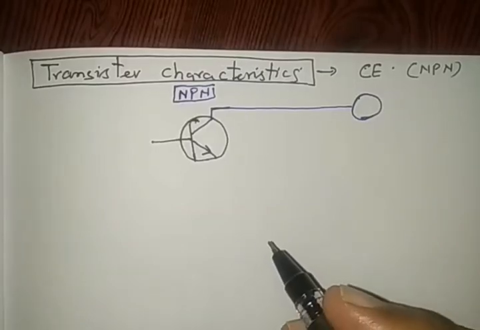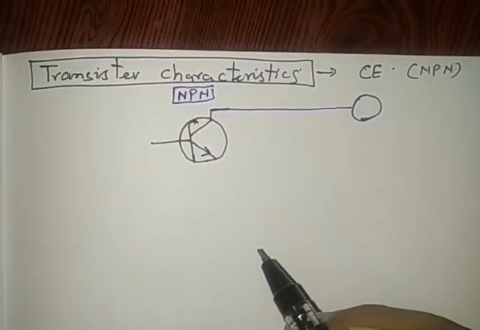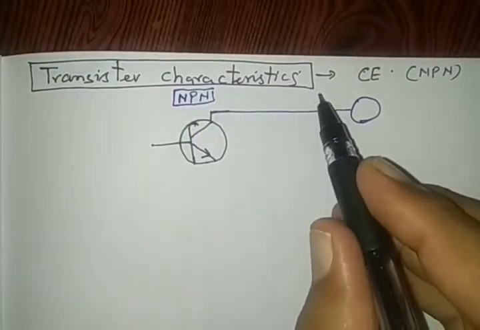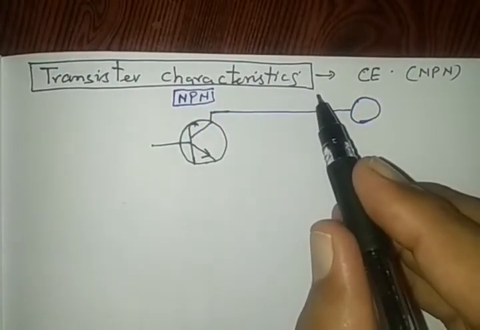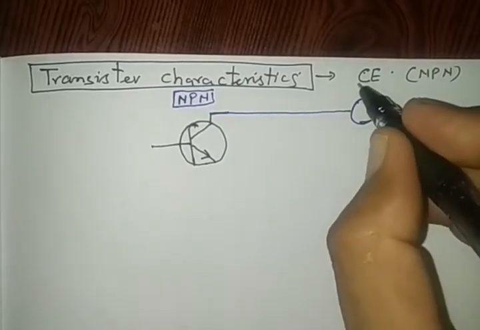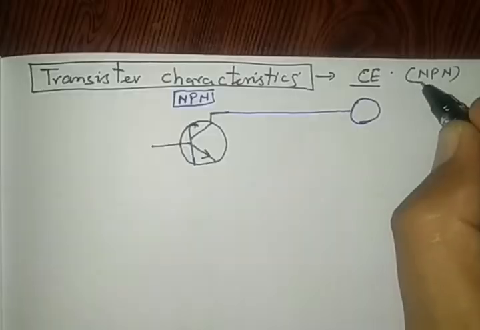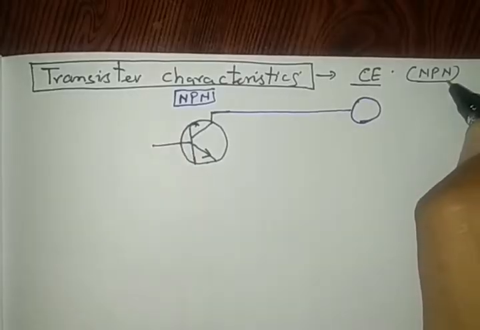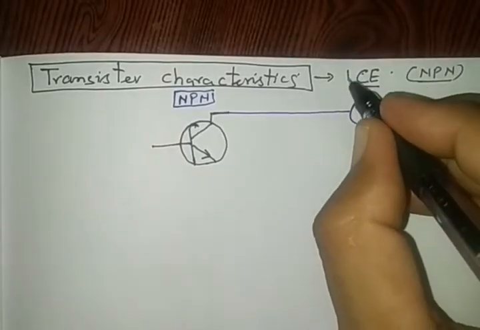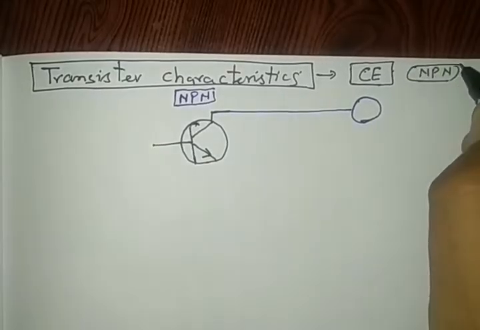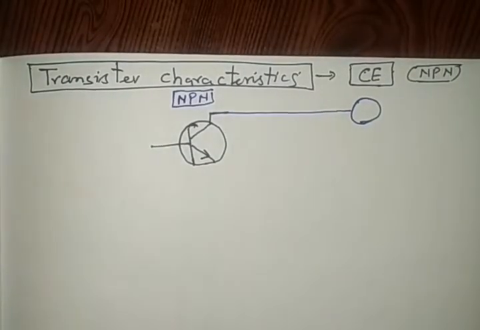Hello everyone. Today we are going to see transistor characteristics. We will see this transistor characteristic in common emitter configuration for an NPN transistor. So we are selecting the two-terminal common emitter circuit using an NPN transistor.